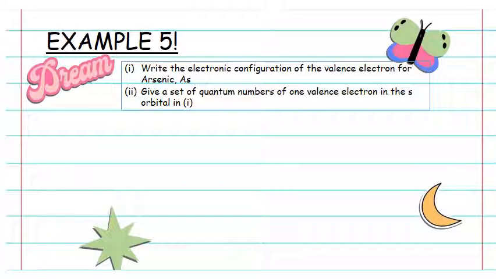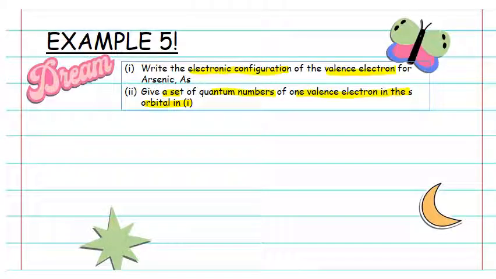So, untuk example yang kelima, soalan minta write the electronic configurations of the valence electron for arsenic. So, dia minta tulis electronic configuration of valence electron, bukan overall. Baca soalan betul-betul. Dia kata electronic configuration for valence electron of arsenic. And then give a set of quantum numbers of one valence electron in the s orbital.